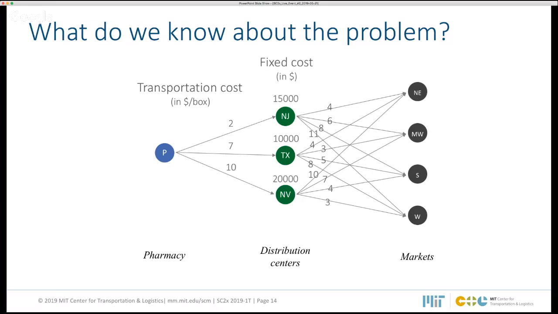Additionally, we have information about the fixed costs. This is the fixed cost needed in order to operate or to open each of the distribution centers. In the case of New Jersey, that's $15,000, and we have similar numbers for Texas and Nevada. Again, if we want to operate one of these distribution centers, we have to pay this amount. And I think the fixed cost is measured in dollars per year. Okay, I think that's all the information that we have regarding costs. We have transportation costs and we have fixed costs.